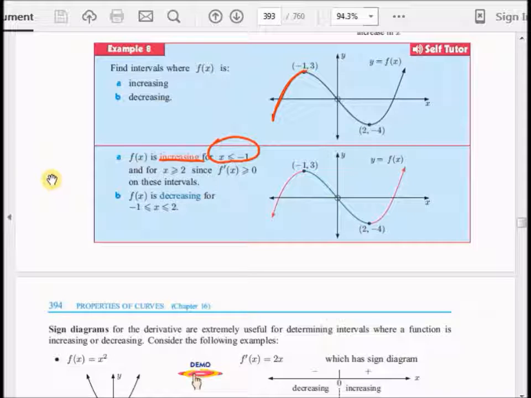Less than or equal to -1. It's also increasing from +2 to infinity, so we say when x is greater than 2, it's also increasing. It's decreasing between -1 and +2, and so we say that it's decreasing on this interval: -1 is less than or equal to x is less than 2.